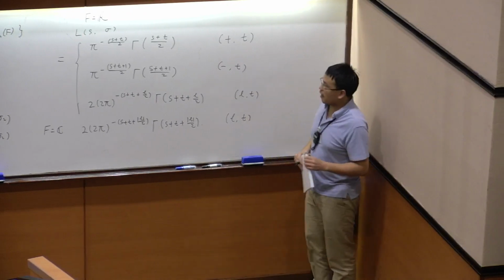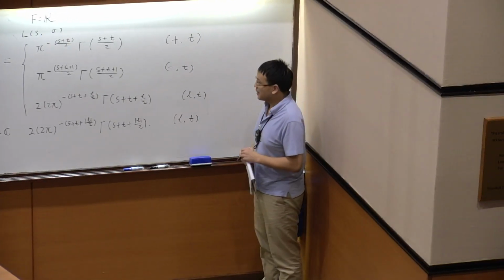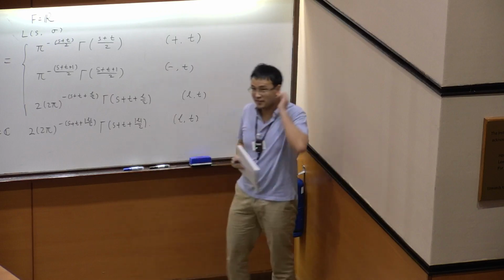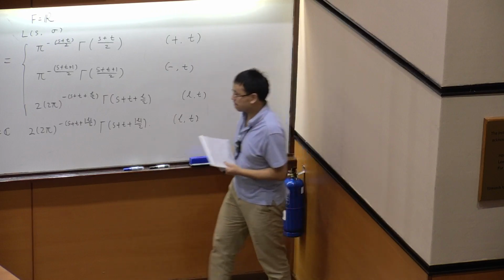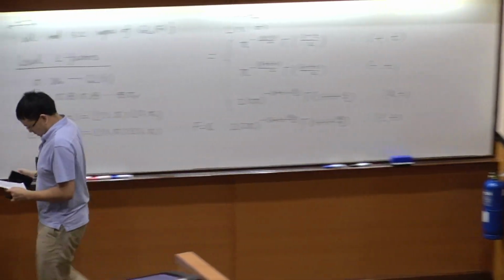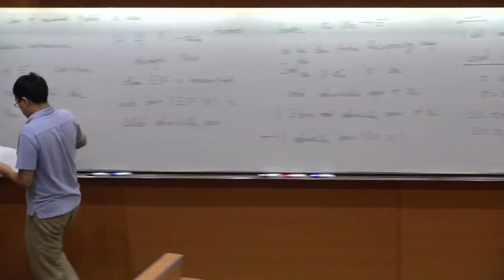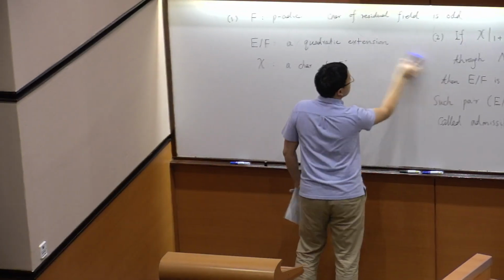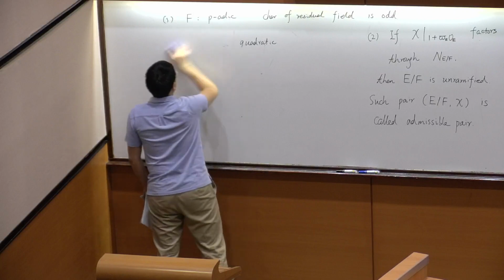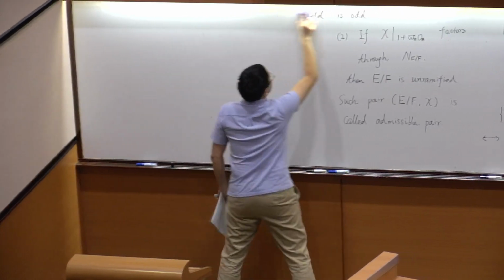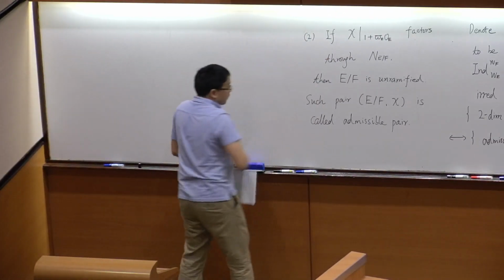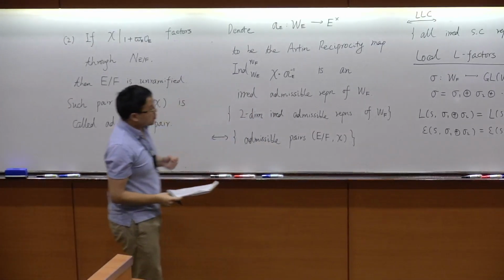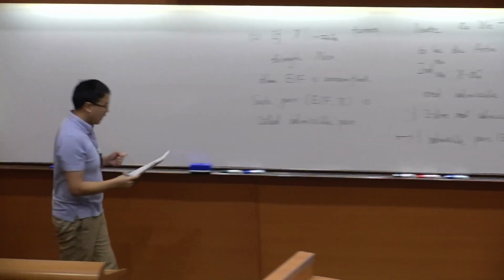Okay, so this is the complex case. Here the gamma is the Euler gamma function, and the pi is just pi, it's not the representation. Okay, for the Archimedean case, the epsilon factor is also very simple to write down.